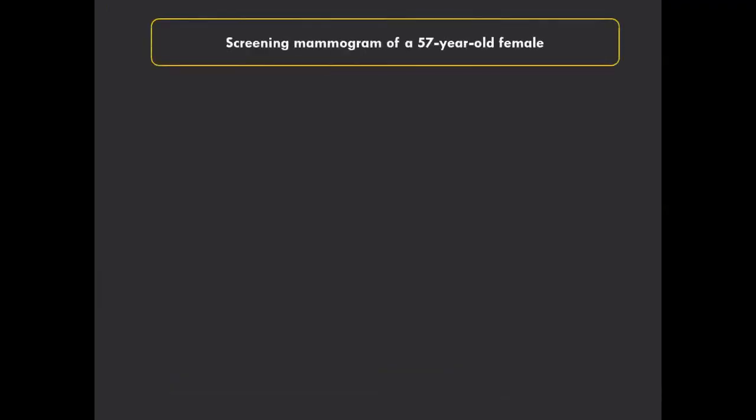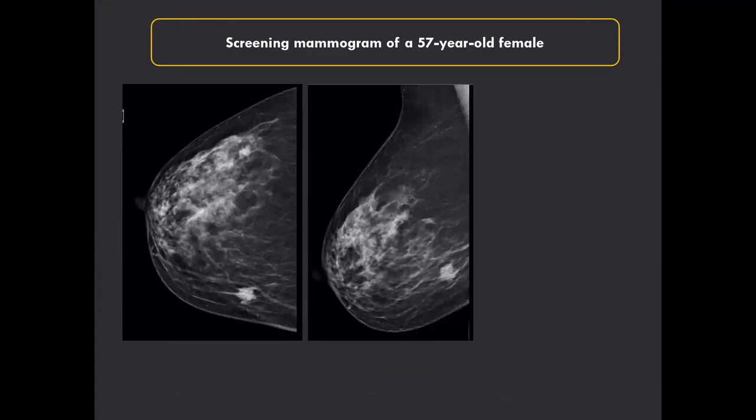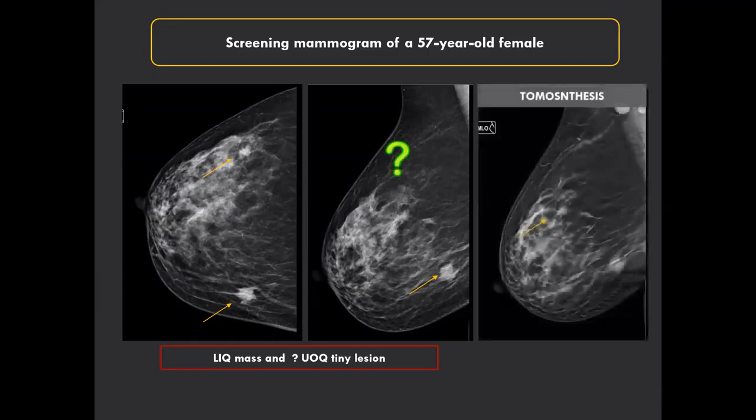This is another screening mammogram of a 57-year-old female. She had an evident lesion in the lower inner quadrant of the right breast, and we were not sure whether this was another lesion or not in the right breast. Even on the tomosynthesis images, we were again not sure whether there was a lesion present or not in the upper outer quadrant of the right breast.